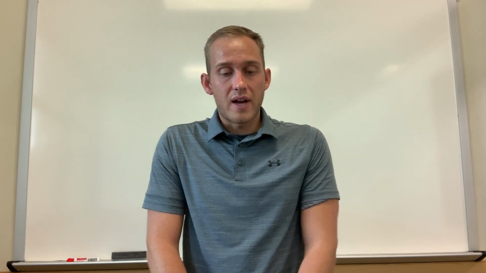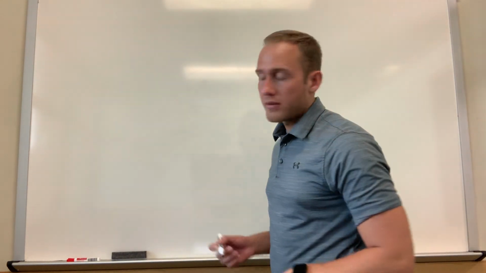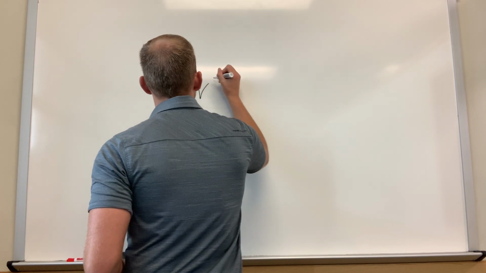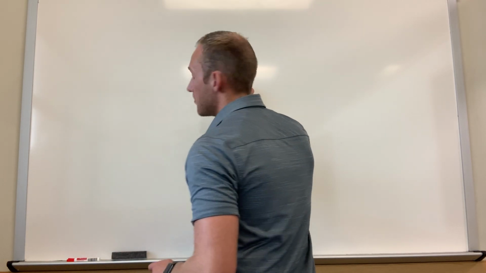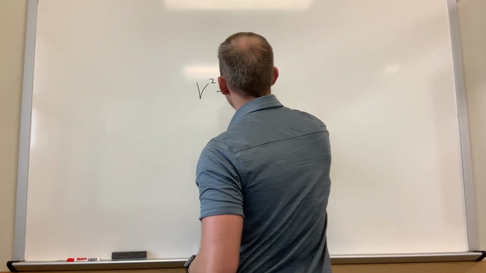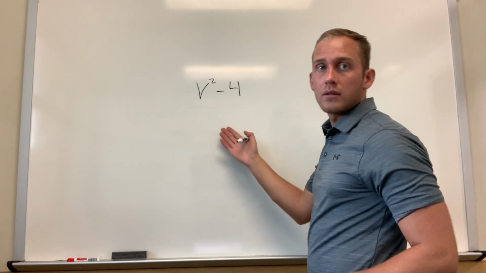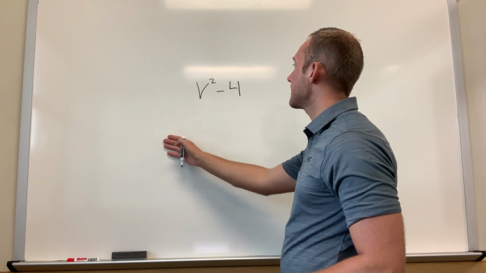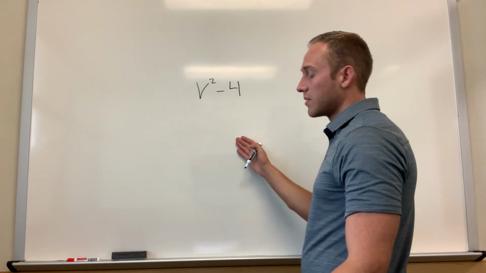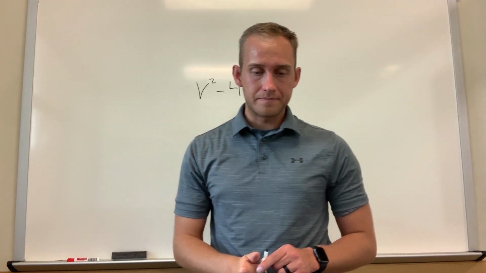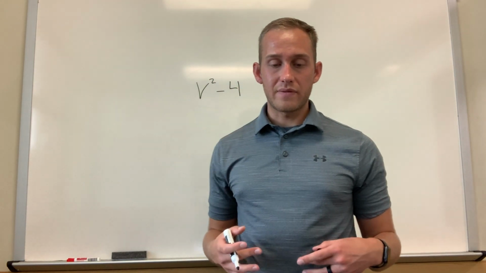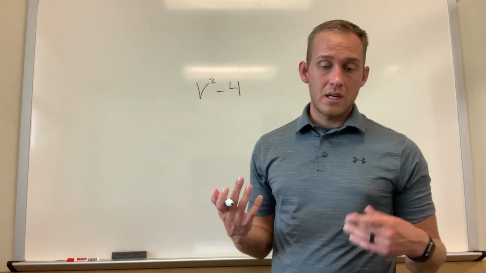So let's just go over a simple one right here. Initially in math classes, this is what you're kind of asked to do. So let's see here, we have V squared minus 4. So basically, what can we break this down into? So we have a factoring formula, basically.